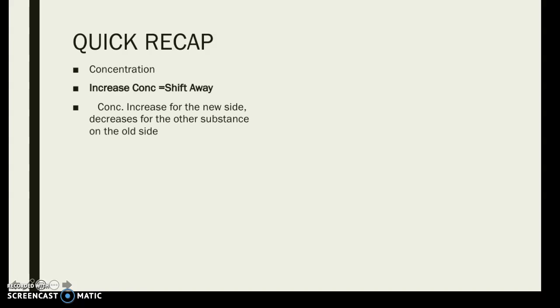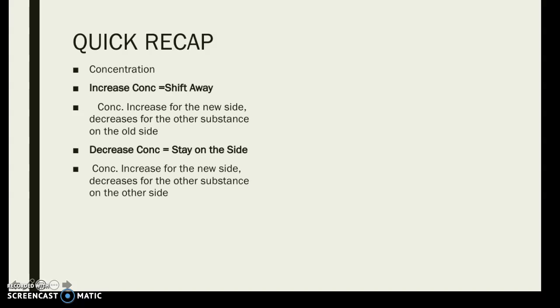So let's recap our stresses and the impacts they have in a chemical equation, and then we can go on to our practice. So we have concentration. When we increase concentration, we shift away. By shifting away, we're going to increase the concentration on the new side that we shifted to, and we're going to decrease the concentration for the other substances on the old side. When we decrease concentration, we stay on the same side. We replace what we take, and concentration will increase for this side that I'm on, and decrease for the other substances on the other side.